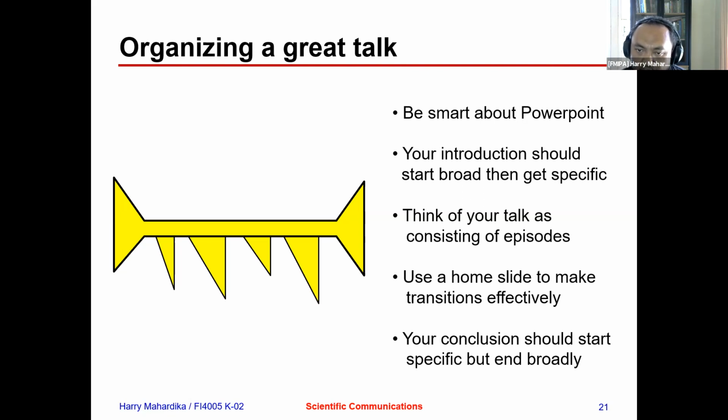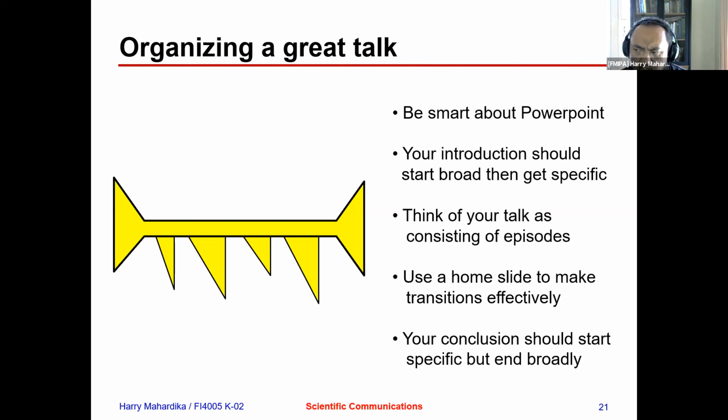Okay, your introduction should start broad and then get specific, and think of yourself as consisting of episodes. So your introduction is one episode, your method is one episode, your result is one episode, and the conclusion and recommendation becomes your epilogue. Use a home slide to make transitions effectively. This is true for a long meeting, but not for a short meeting, because you can make a transition from one section to another abruptly.